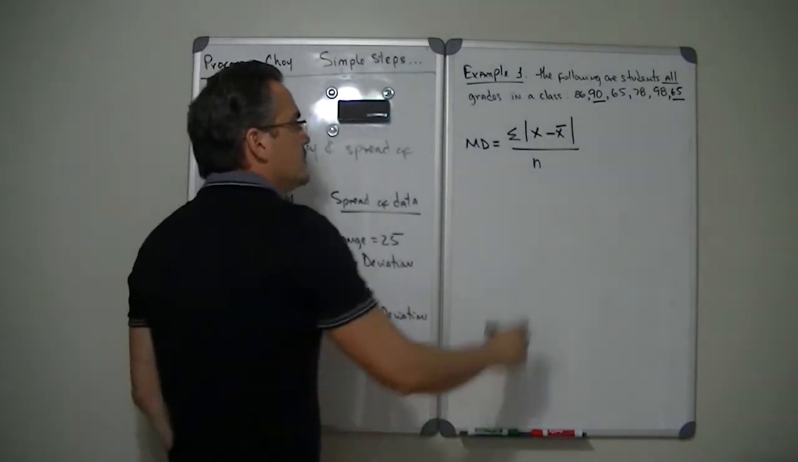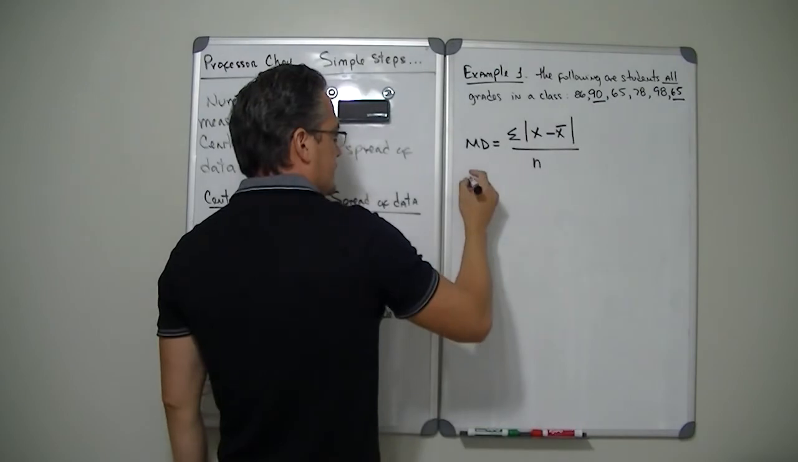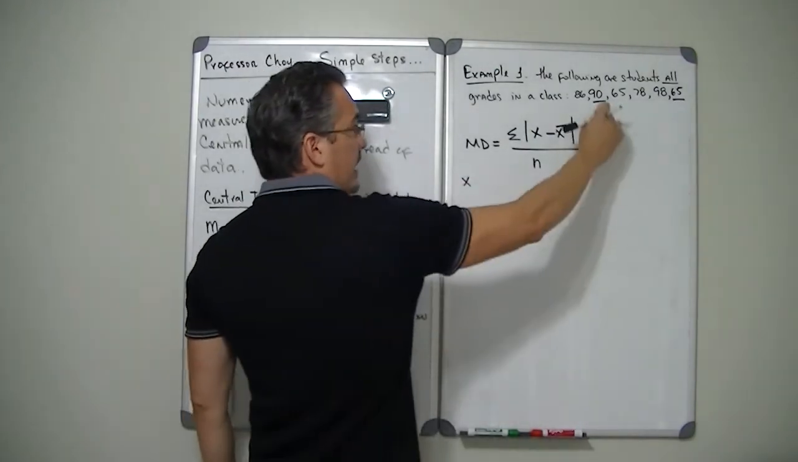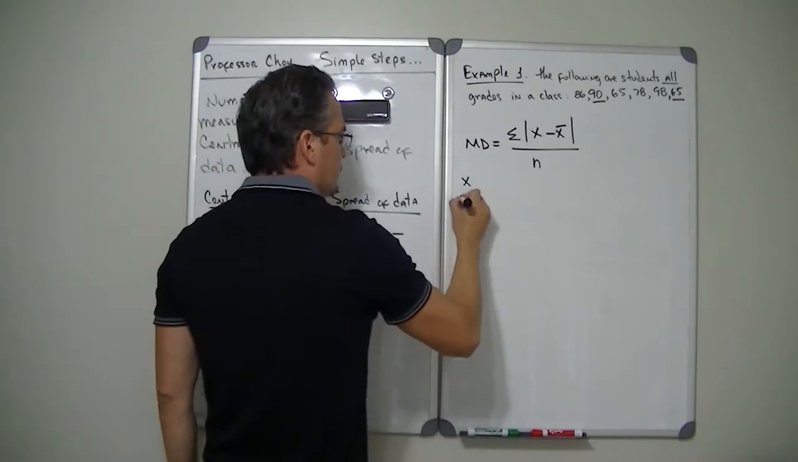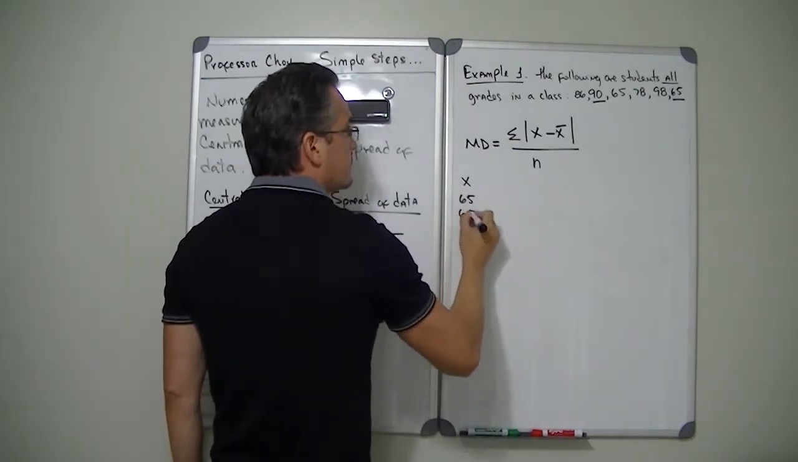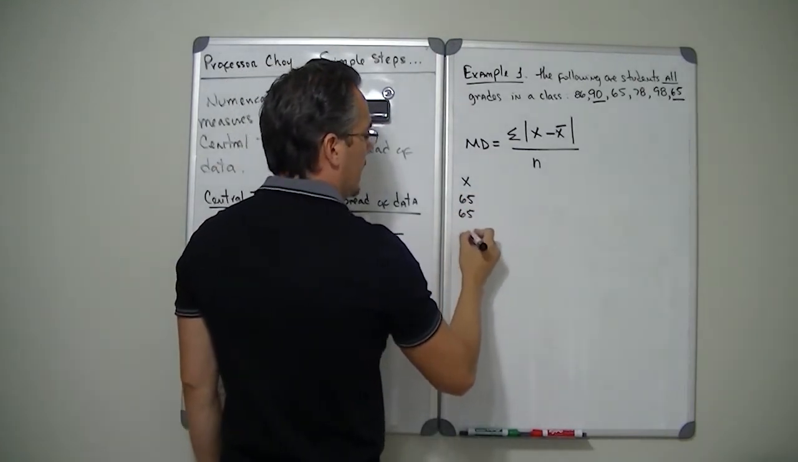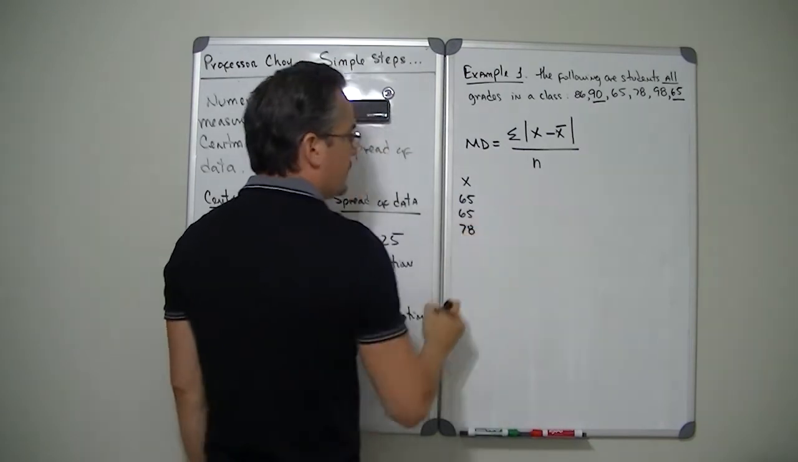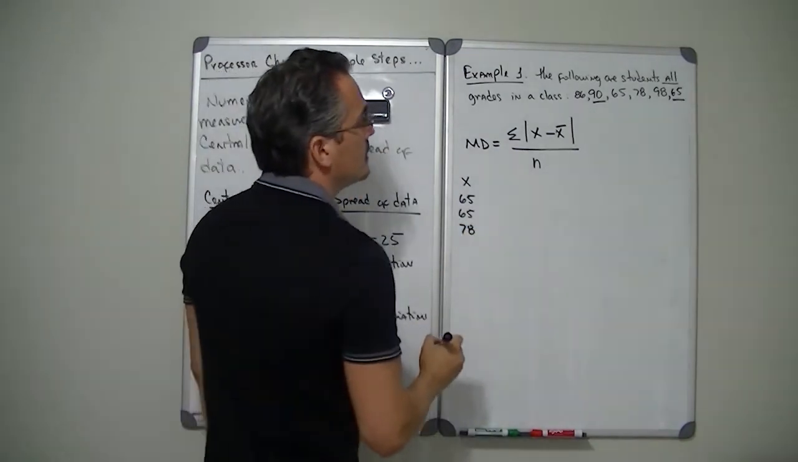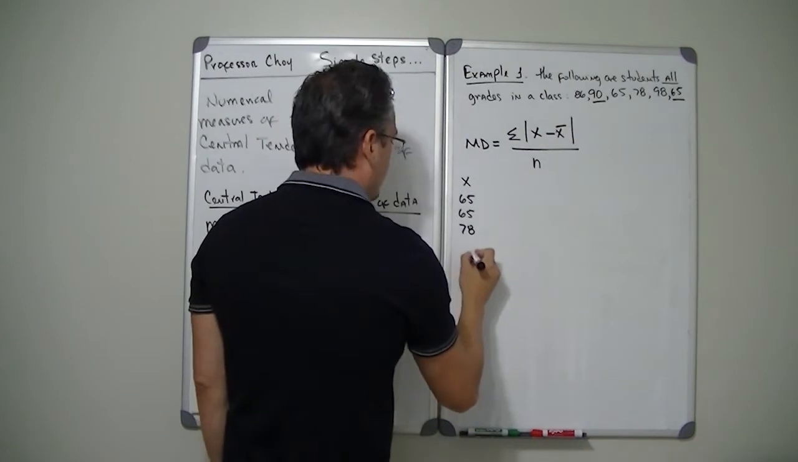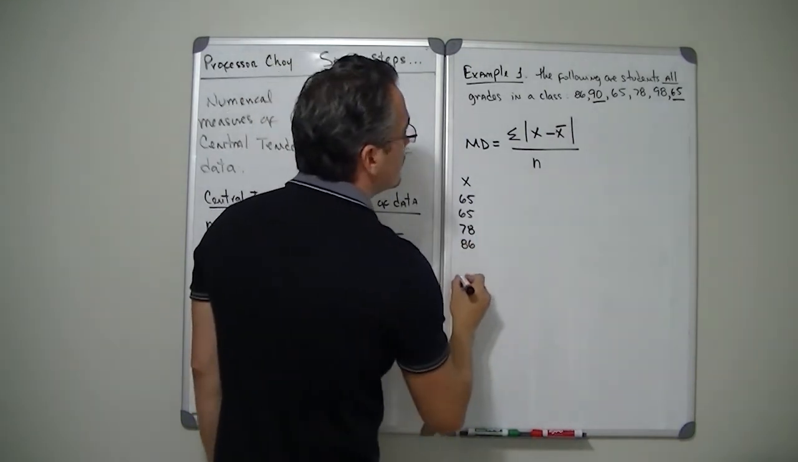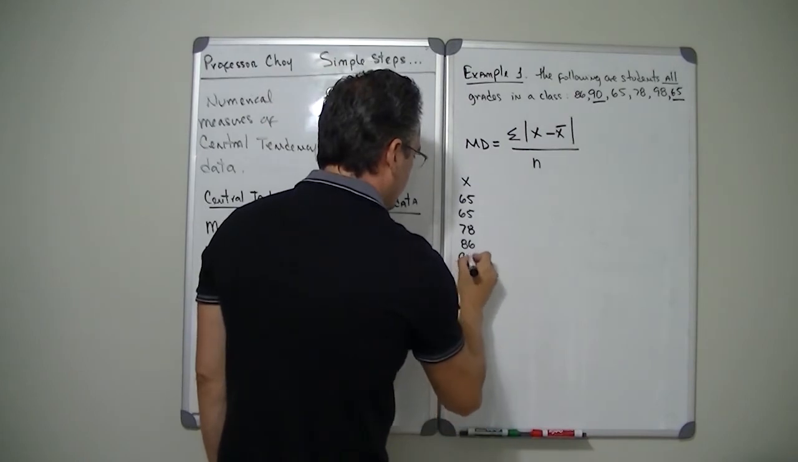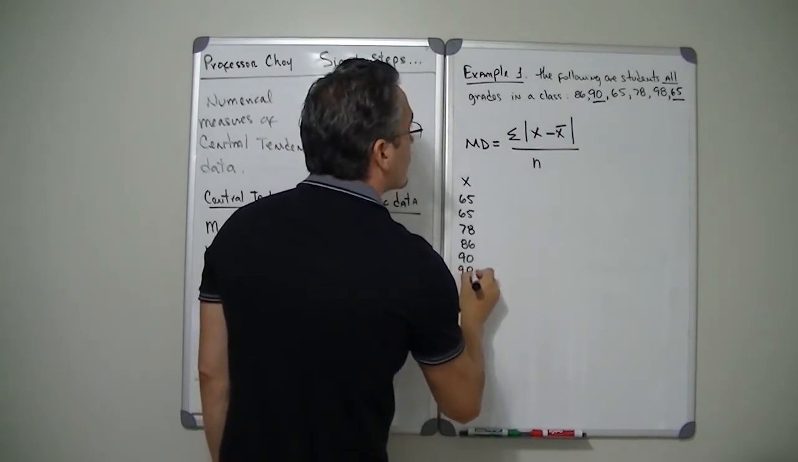The first thing we need to do is we got to have a list of our x's. Our x's are just these numbers. I like to list them because it keeps things easy, and you can follow my steps when you're doing that. Alright, next number is 86. Next number is 90. And 98.